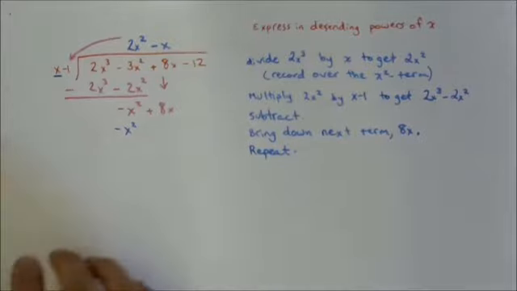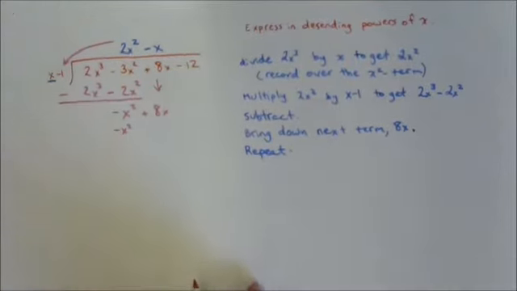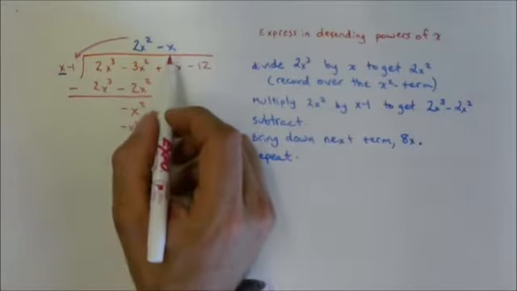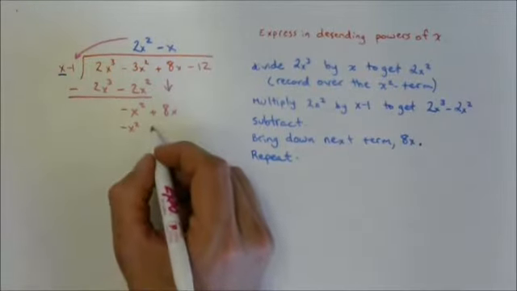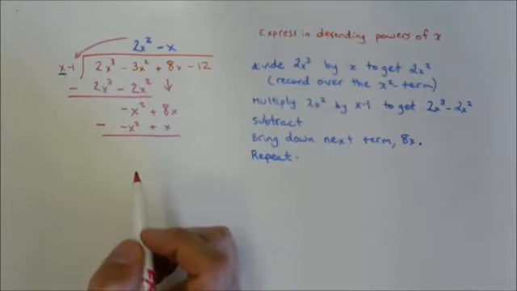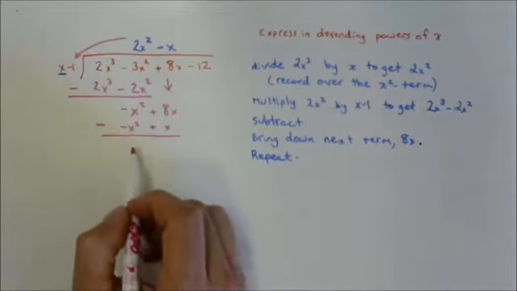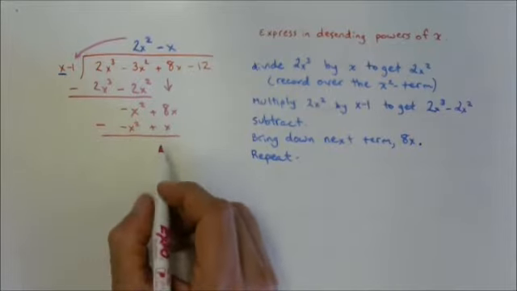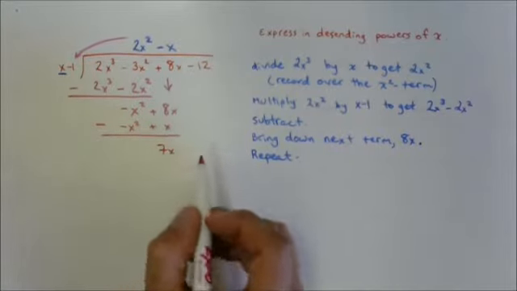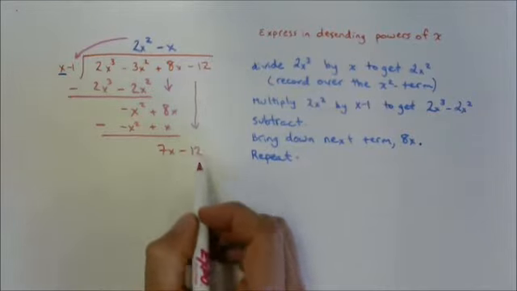Negative x squared, and negative x times 1 is positive x. Now, same step. We're going to subtract. Negative x squared minus negative x squared is 0. 8x minus x is 7x. Bring down the next term, which is negative 12.